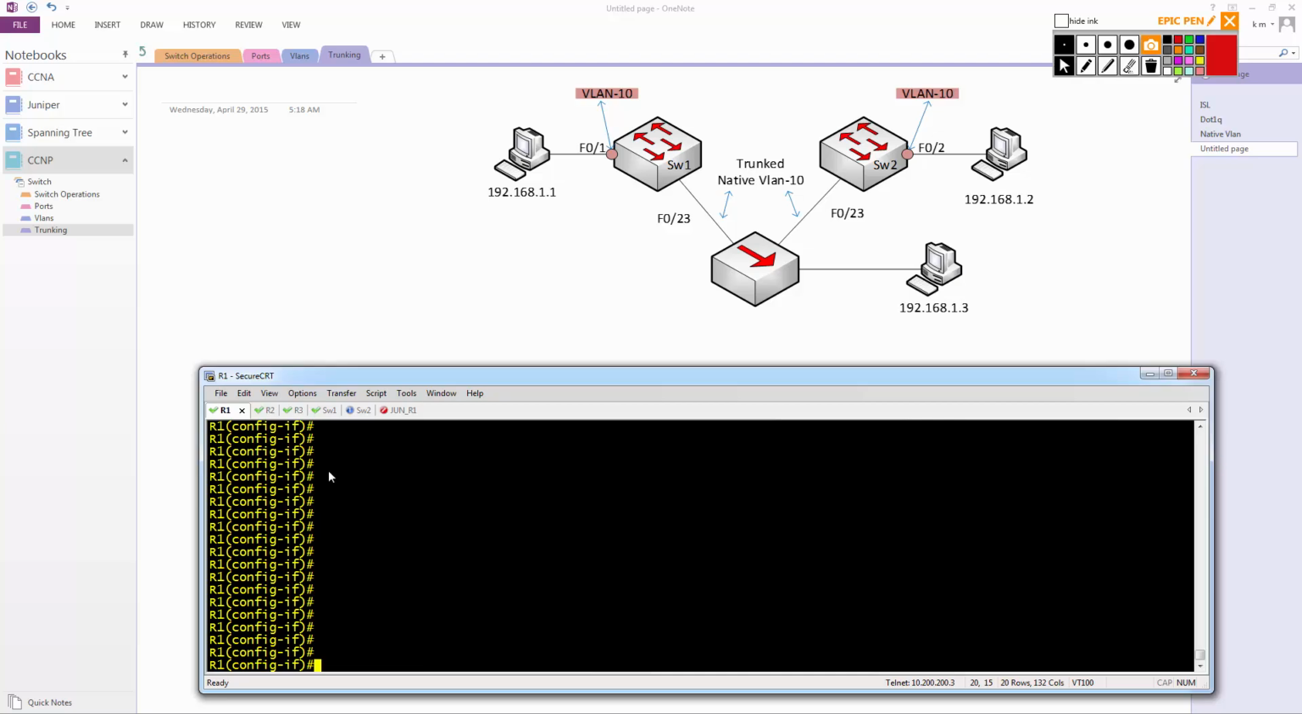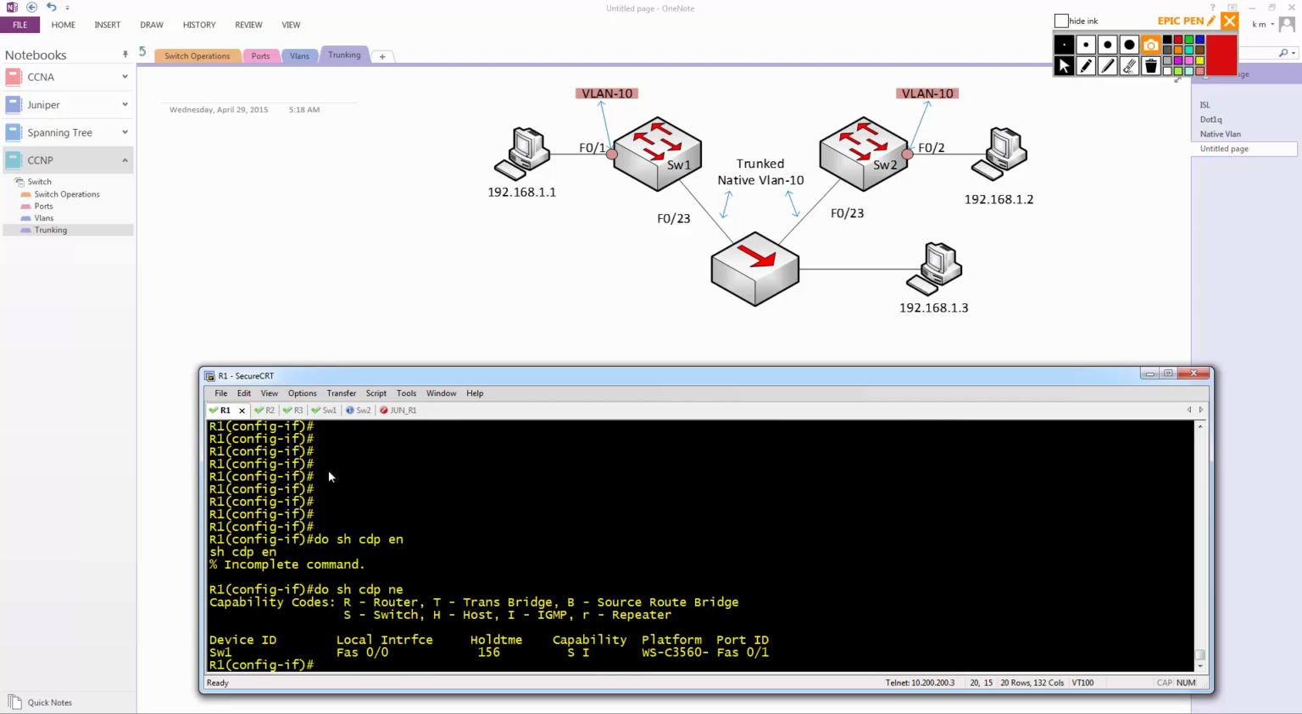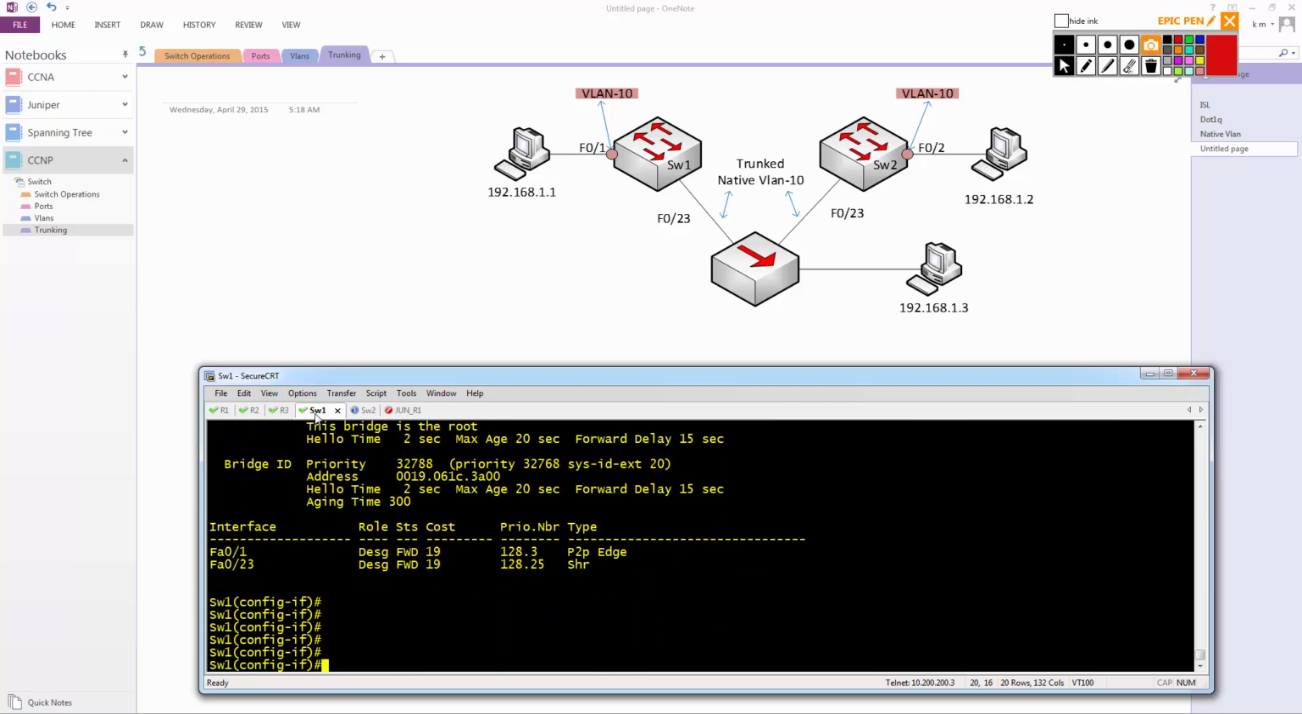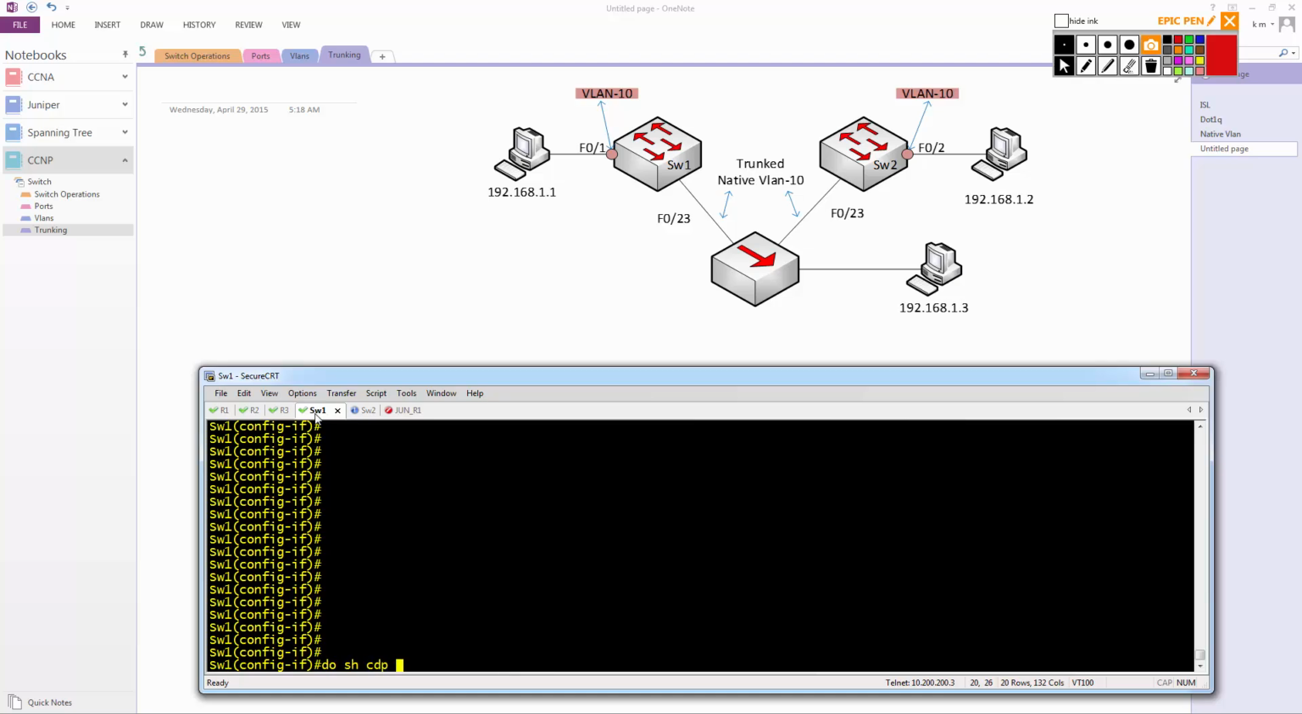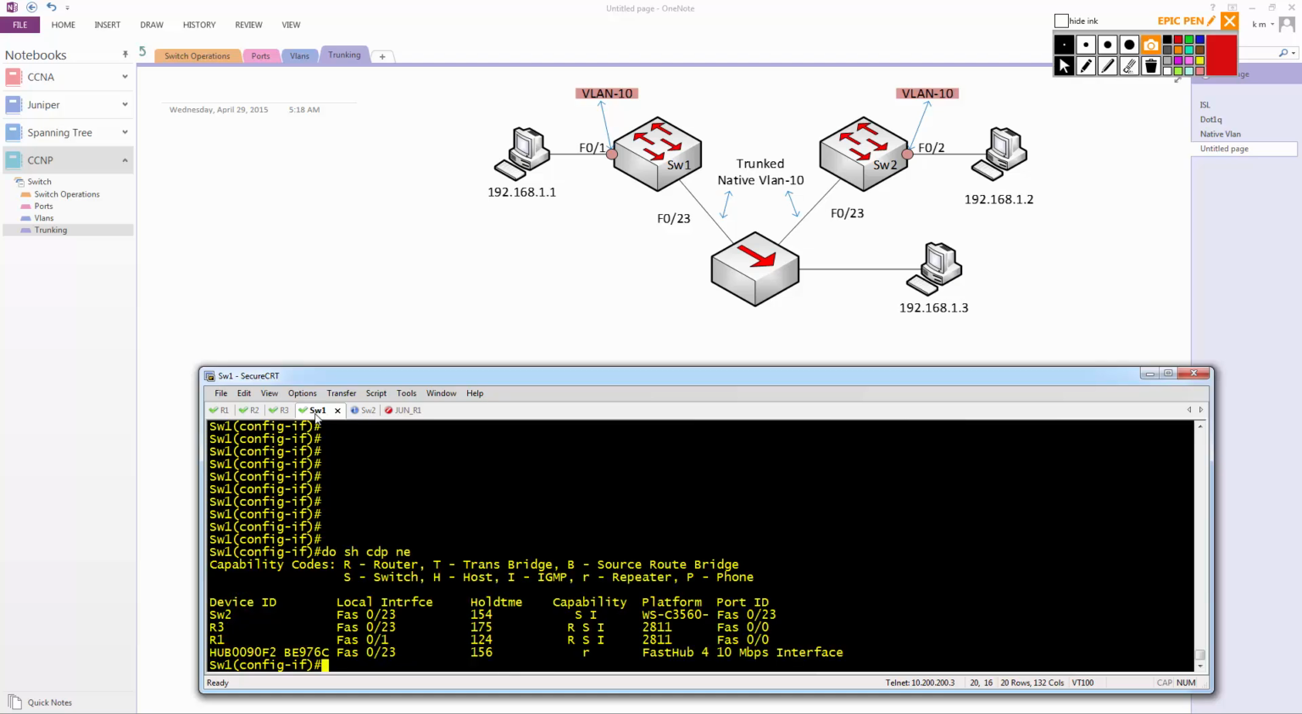However, putting in commands is one thing. We need to understand what's really going on. So I'm going to look at router 1 here, and the first thing I'm going to do is show CDP neighbors. All right, so I'm connected to switch 1. Now you're going to see some weird behavior here in a second. Do show CDP neighbors.